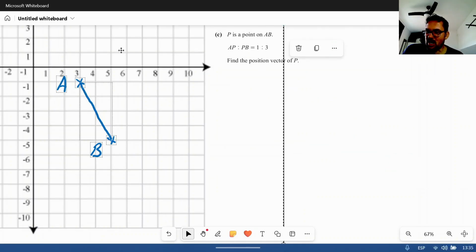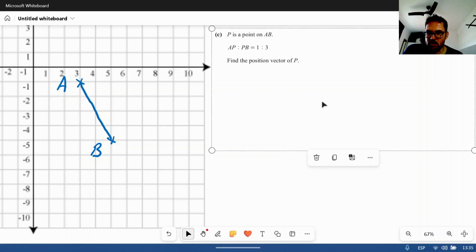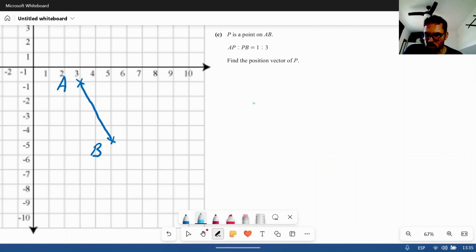Right, going on to question C, I've enlarged the graph a bit and cleared up the clutter so we can see things clearly. Okay, so it's telling us AP is in a ratio of 1 to 3 to PB, right? So the A and the B still refer to those 2 points which we had, which was 3 minus 1 and 5 minus 5. Okay, the ratio is 1 to 3. If we add the ratio together, that gives us 4. That means we need to divide the length of this line into 4 parts. Okay, so let's do that.